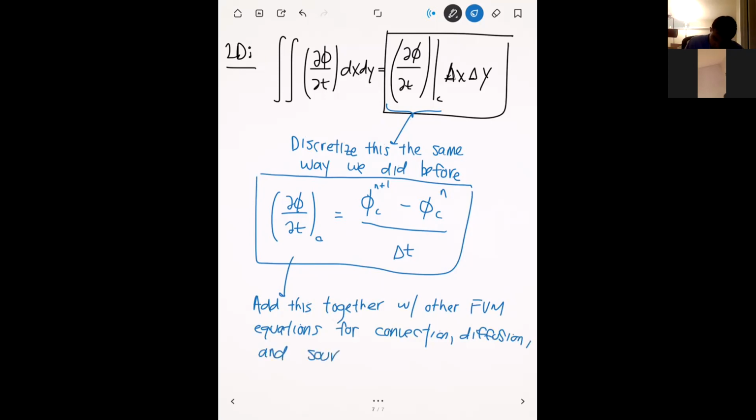Right. And so, of course, once we merge this together with the convection, diffusion, and the source, we have to put time indexes on all those different terms. And what we choose for the time indexes for the convection and diffusion terms is going to determine whether we're doing an implicit Euler or an explicit Euler scheme.